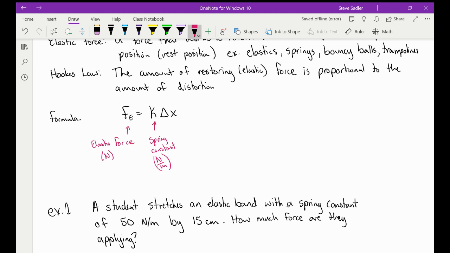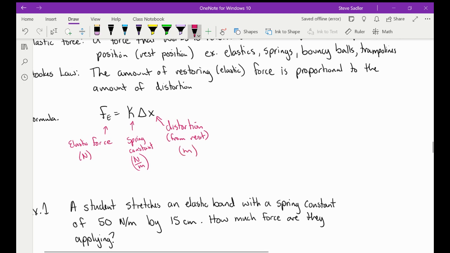And delta X is the distortion, and that's from rest. It's measured from the resting position, and that is measured in meters.